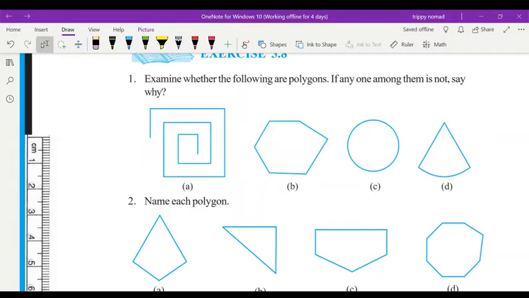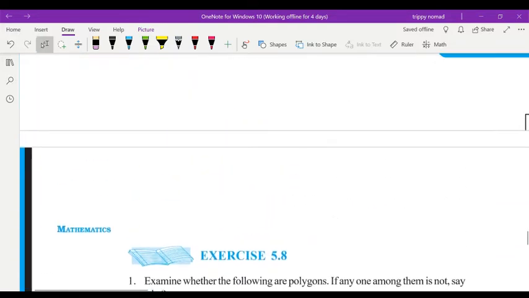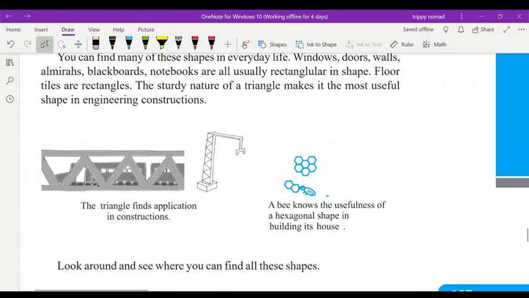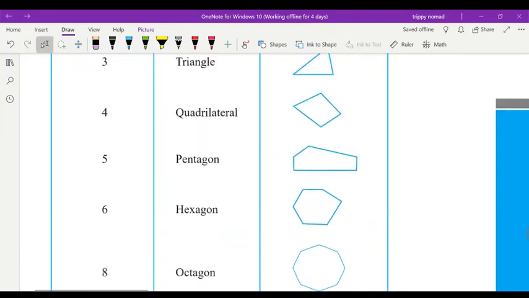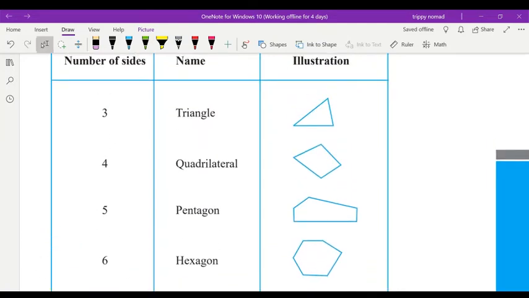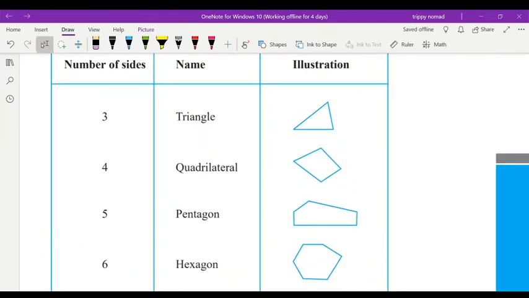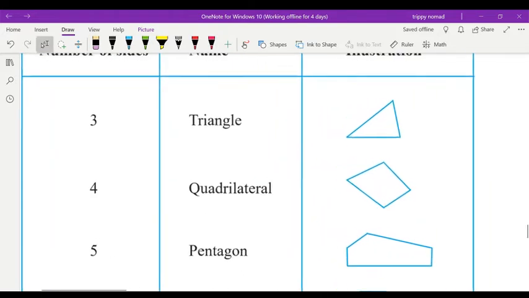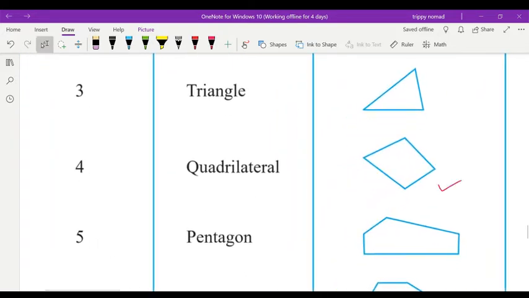Let's start exercise 5.8, the last exercise, children. Before doing this exercise, we have to see the figures drawn over here in your textbook. Already many times we have drawn these figures. You see a triangle. A triangle is a three-sided closed figure. Quadrilateral, this one quadrilateral, this one triangle.